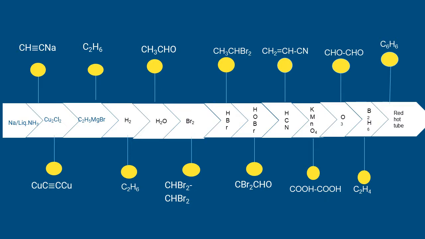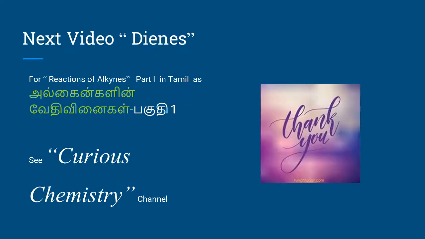So to sum up, I have given here a flowchart containing all the reactions of alkynes whatever we have studied so far. So this flowchart gives the reagents and the products separately for your ready reference. So with this we end the reactions of alkynes, part 2.